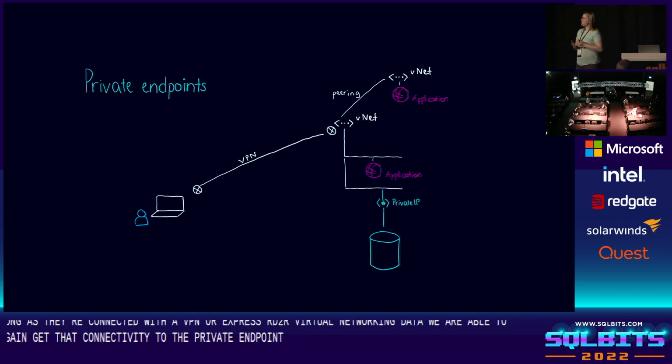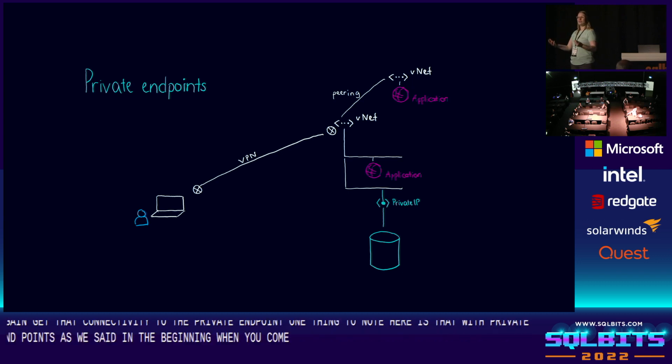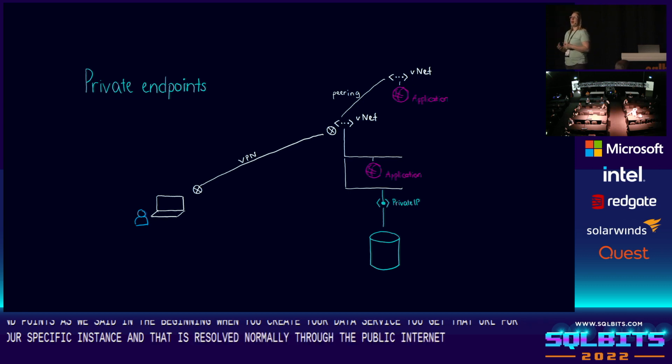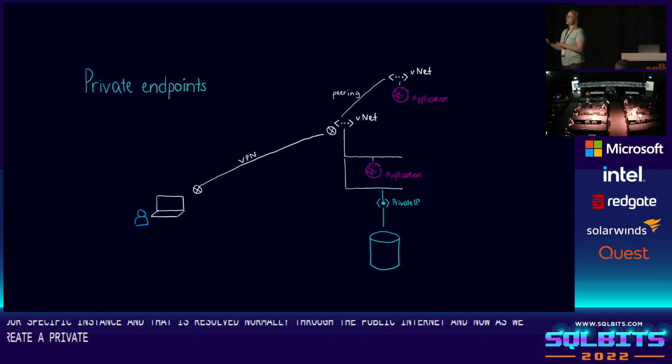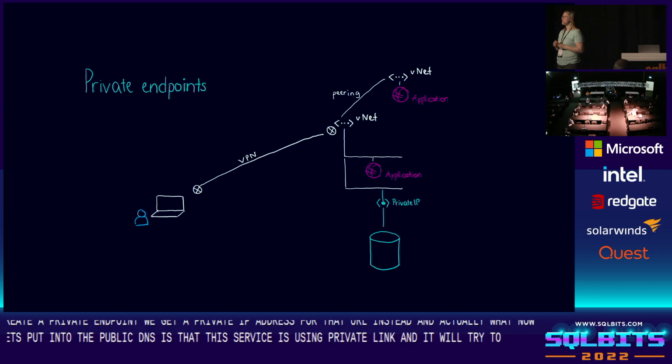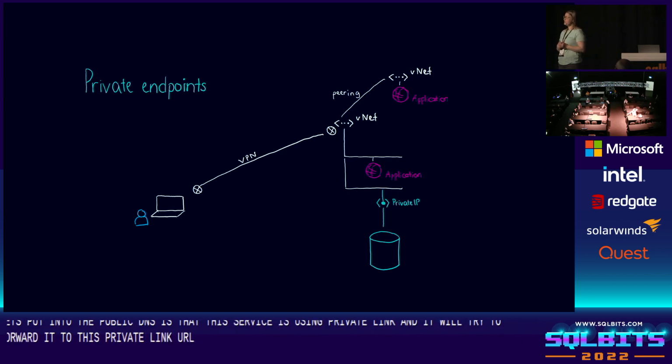And the one thing to note here is that with private endpoints, as we said in the beginning, when you create your Azure Data Service, you get that URL for your specific instance. And that is resolved normally through the public internet. And now, as we create a private endpoint, we get a private IP address for that URL instead. And actually, what now gets put into the public DNS is that, hey, this service is using private link. And it will try to forward it to this private link URL instead.